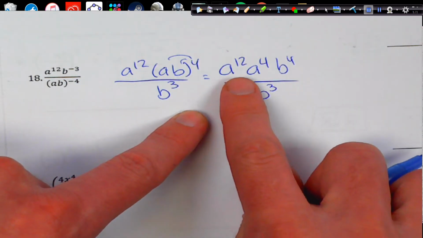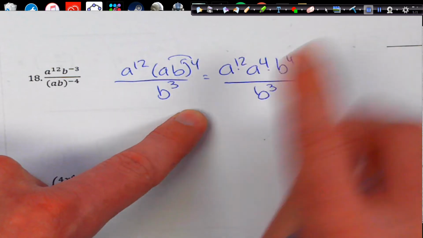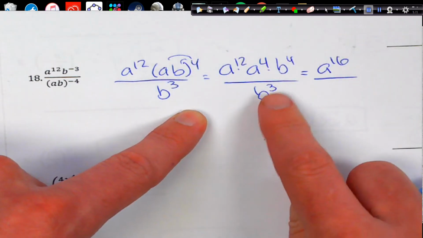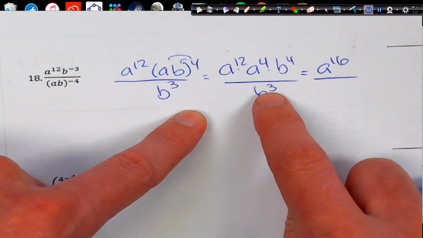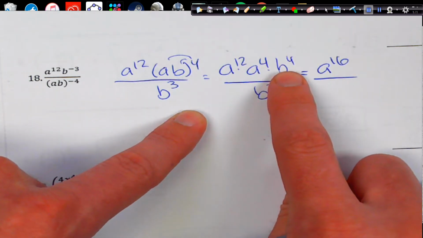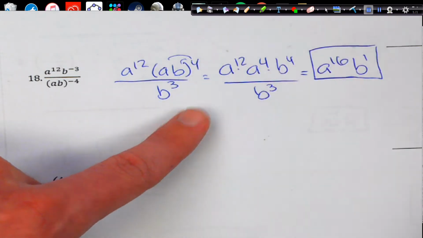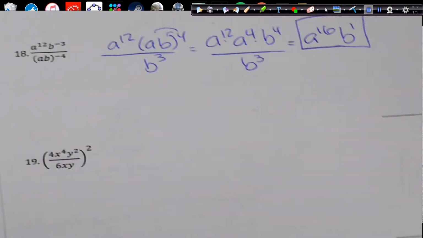These are on the same line, so they're going to multiply, and we're going to add our exponents to be a to the 16th power. The 4 and the 3 have the same base, so we're going to subtract. 1 would be the difference, and it's going to stay on top. So we just are left with a to the 16, b to the 1st.